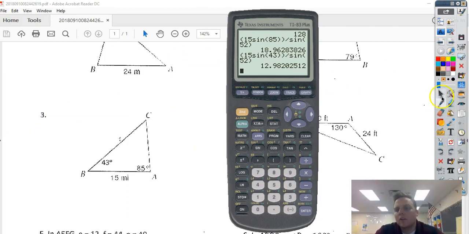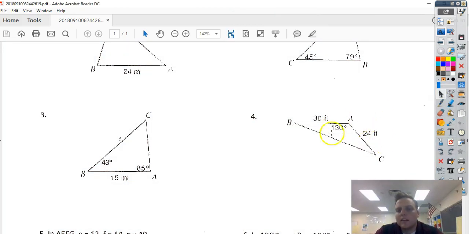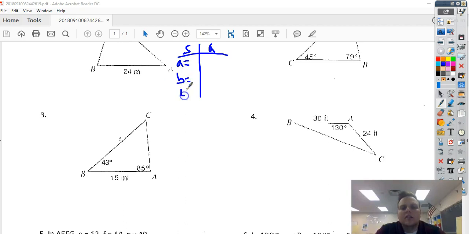Alright, moving on to problem 4. Problem 4, we assume that it's not a right triangle. I cannot find any of the other angles right off the bat. So instead, I'm going to set up my T-chart with sides and angles. Alright, so I can say little a, little b, little c, capital A, capital B, capital C. Okay, so little a is, let's see here, unknown. Little b is 24. Little c is 30.